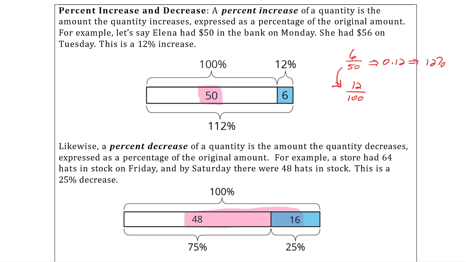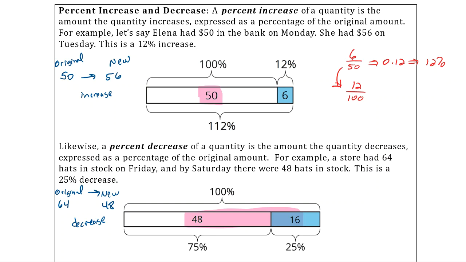So let's write this out. I want to show you this. So the original in this case was 50, and then the new was 56. This is going to be important moving forward. This was the original amount. This was the new amount after an increase. Now in this case, we had 64 hats. That was the original. Then the new amount of hats after the change was 48 after a decrease. So notice you can't just say, oh, the original amount's always the bigger or smaller number. It depends whether you're doing an increase or a decrease.